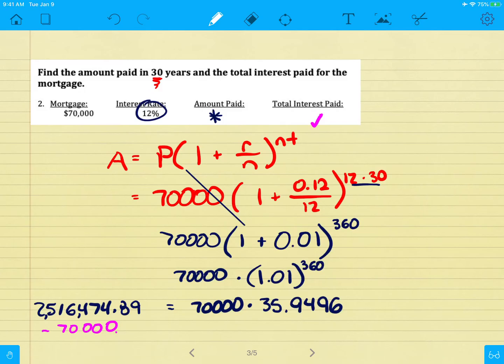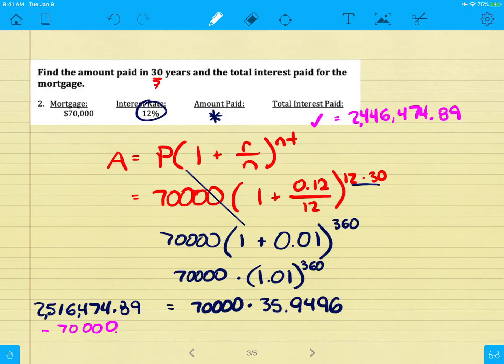So you're paying the bank $2,446,474.89. That's the extra money that you're paying the bank to take out that loan. The home costs $70,000. Probably most banks would not allow you to take this loan. They'd scrub it. They'd say your interest rates are too high and they won't allow it.